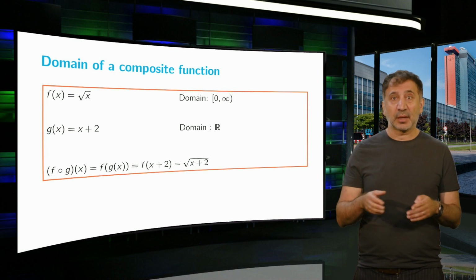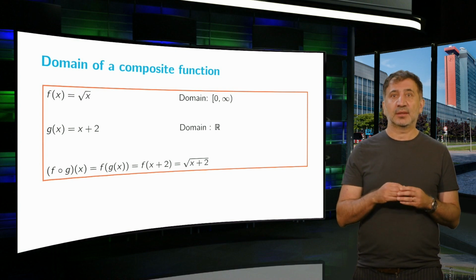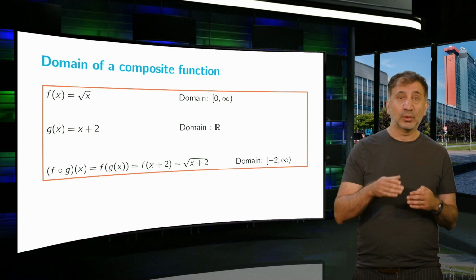Since the square root is only defined for positive arguments, it follows that f of g has as domain the half-closed interval minus 2 till infinity.